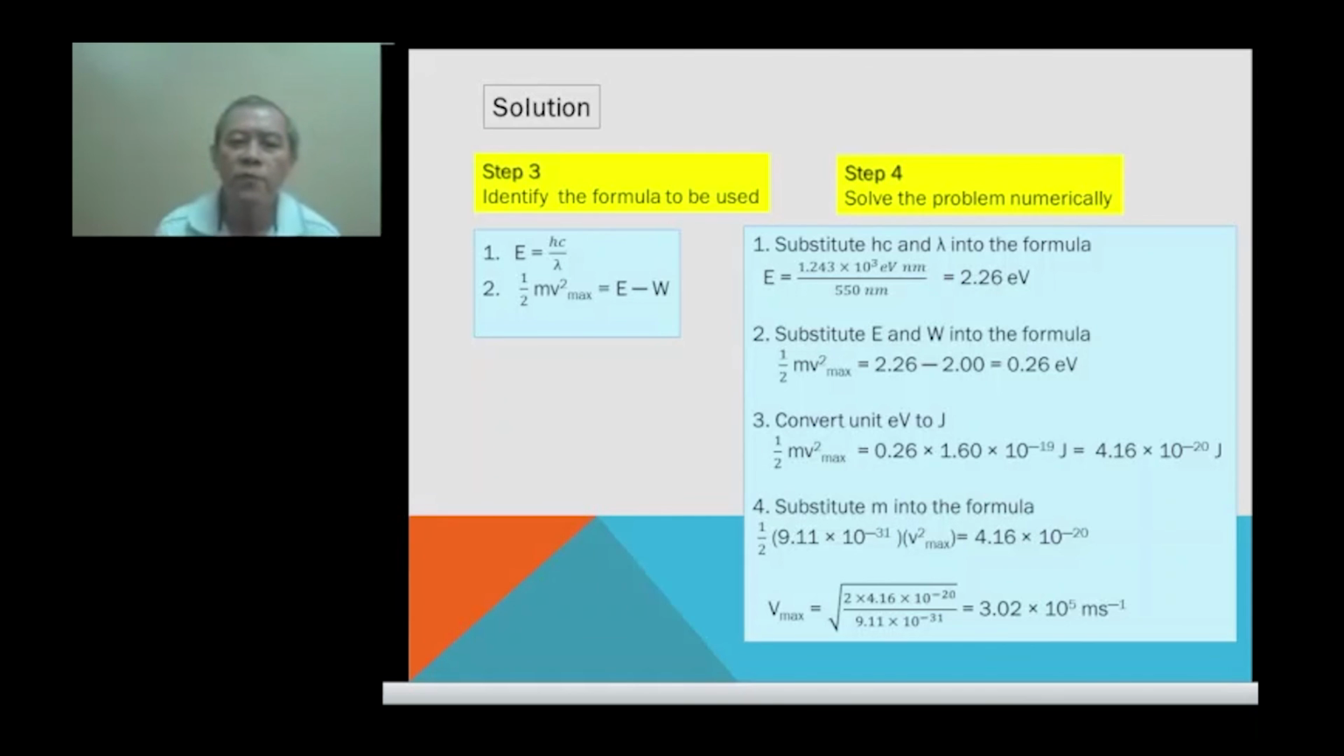Now we can substitute m into the formula. So we get half times 9.11 times 10 power negative 31 multiplied by v squared equal to 4.16 times 10 power negative 20. Finally we get v max equal to square root of 2 times 4.16 times 10 power of negative 20 divided by 9.11 times 10 power negative 31. Use your calculator, and you get the answer 3.02 times 10 power of 5 meter per second.